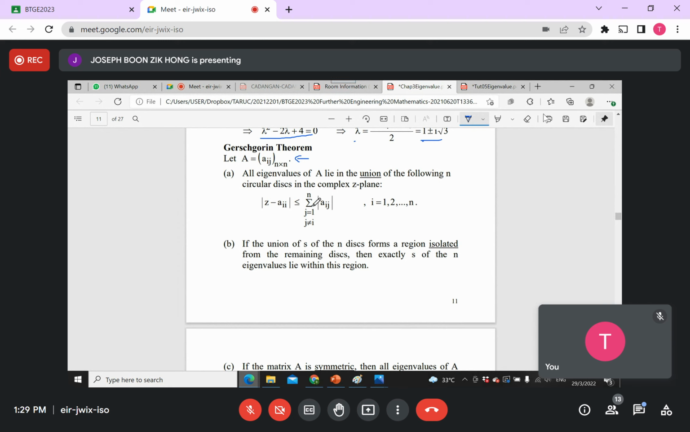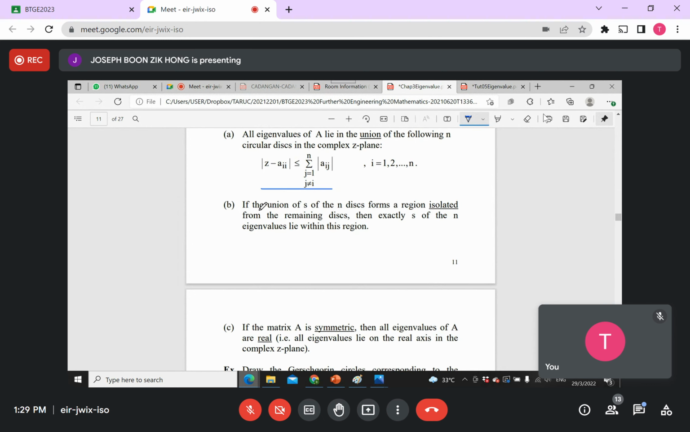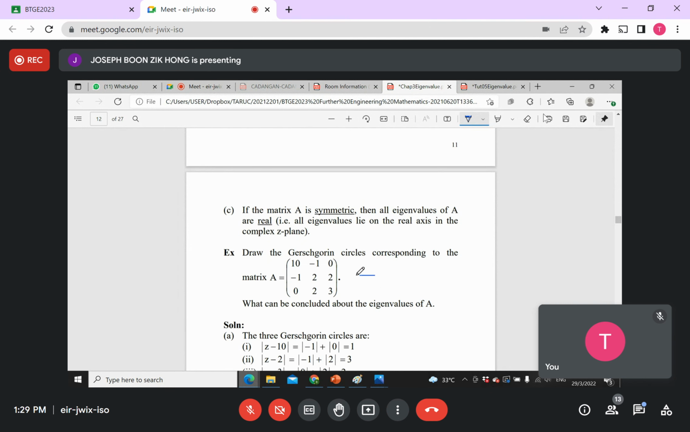Okay, continue. So if you have this as your matrix, then all eigenvalues will be in the union of these. Later you will see an example. If I have this, what will your circles be? The first one will be z minus 10, equal to the modulus of this one plus this one, so it is equal to 1. So that means this is one circle.